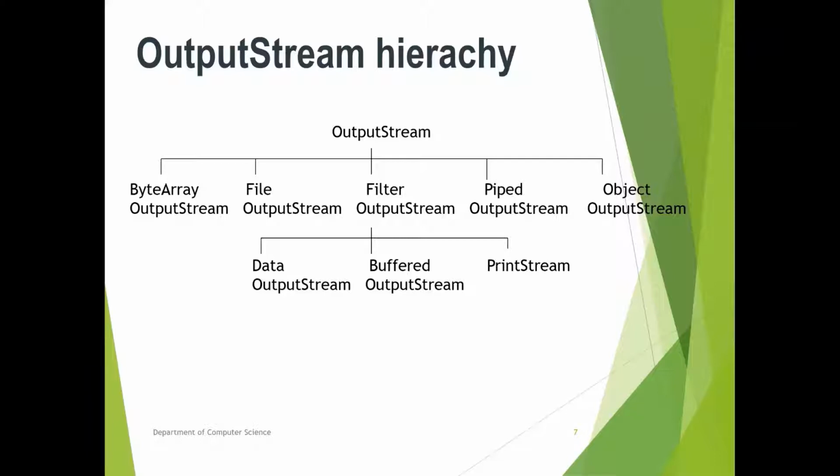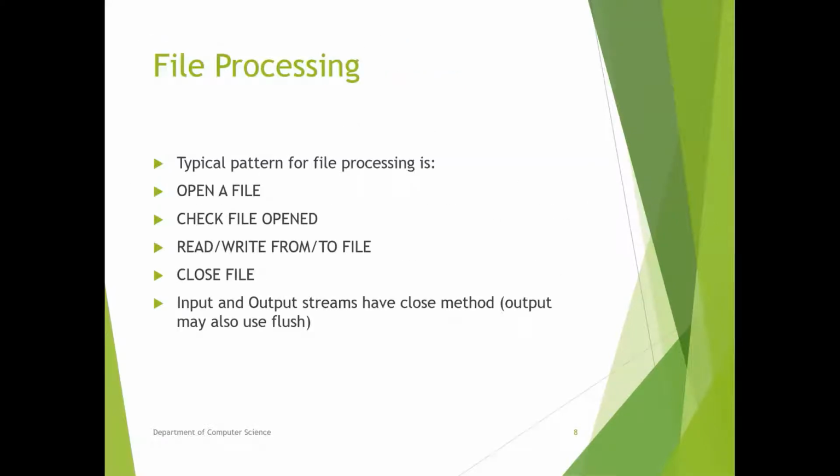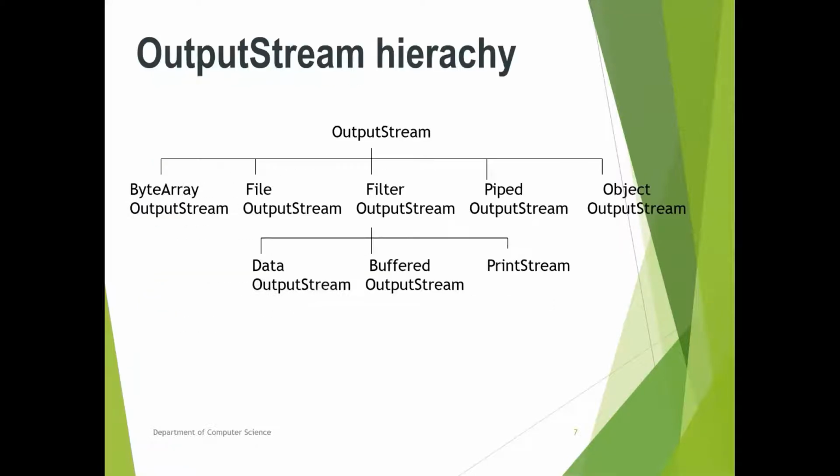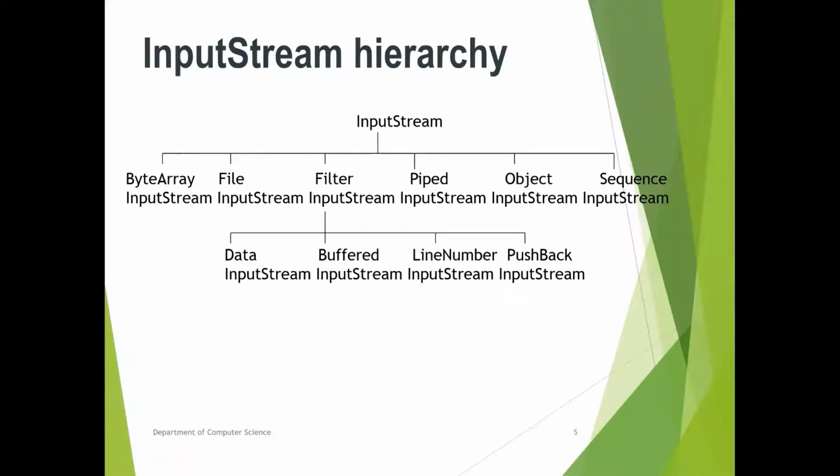Same as per the input stream hierarchy, the object output stream and the data output stream both are interconnected in nature. We will look later at how they are interconnected. Now, what is the main class in this hierarchy? The main classes are the file input stream class and the file output stream class.